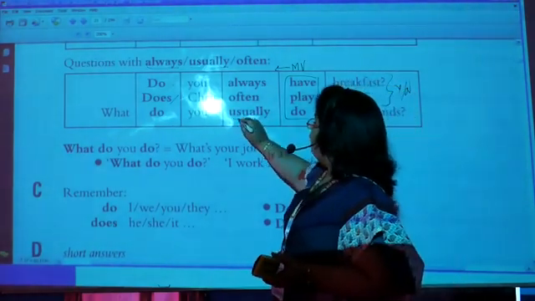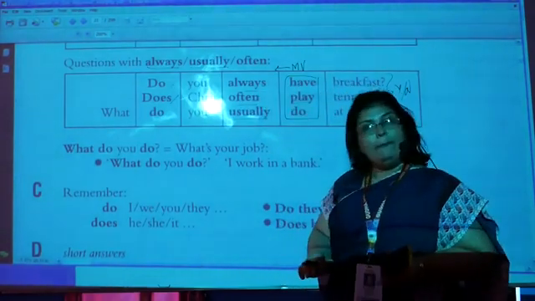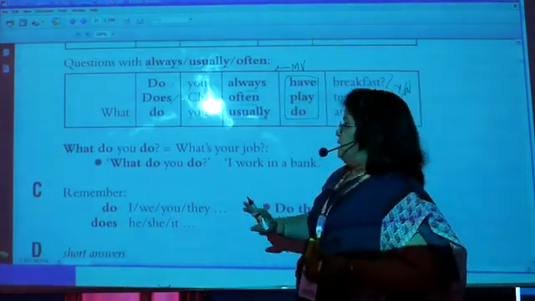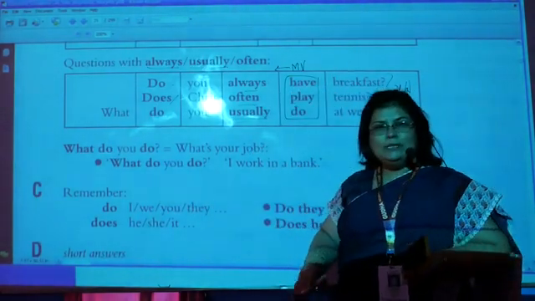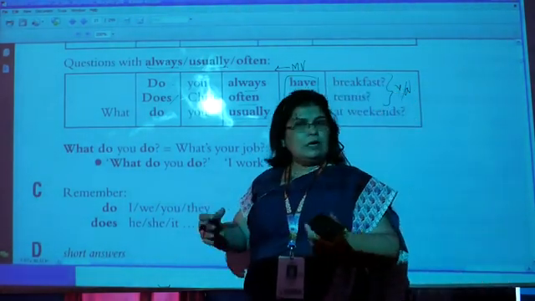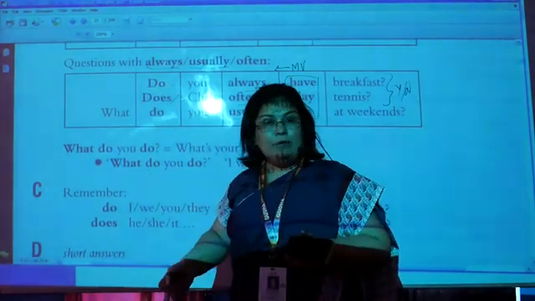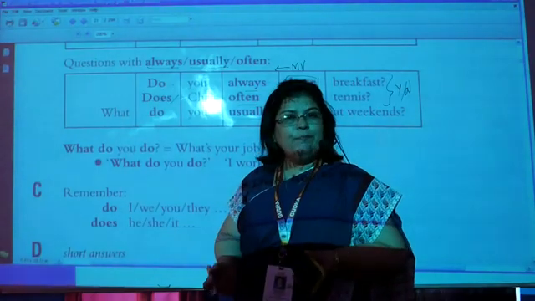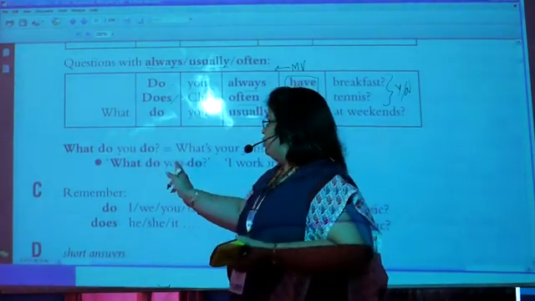But see how we have placed these three words. They all are coming just before the main verb, right? Now, what do you do? This is a question. Do means karna. And here we have used do as a helping verb, which means kya. So do can be used in both ways. Okay? What do you do?